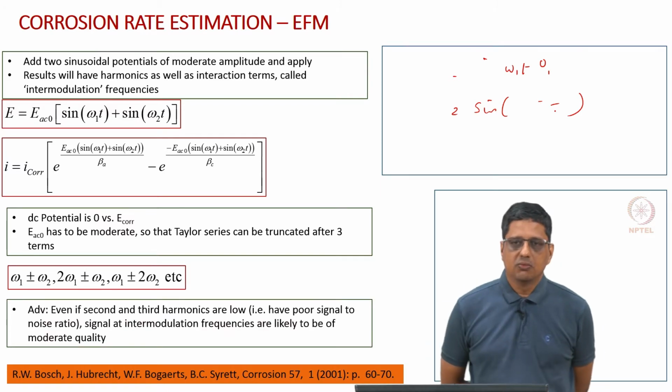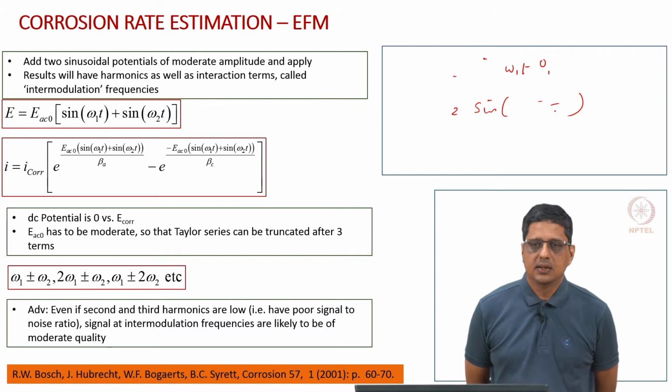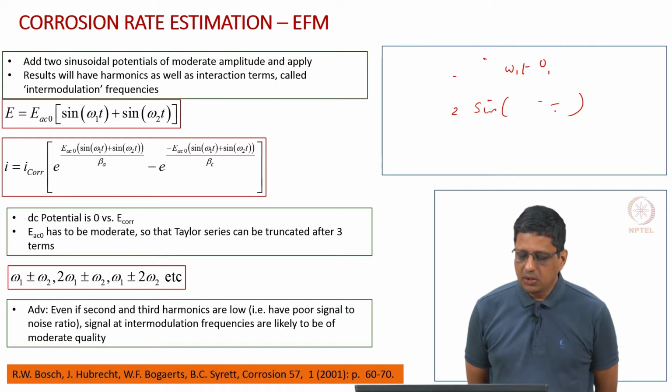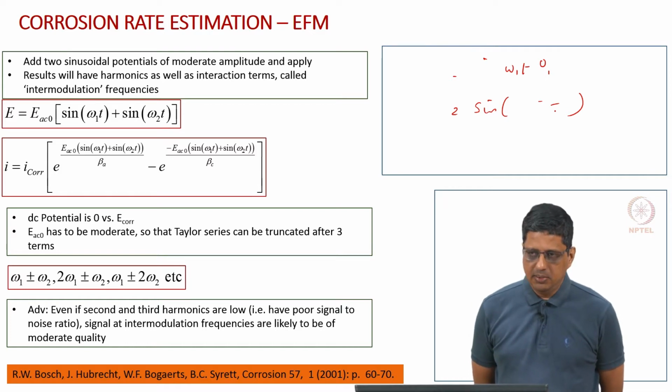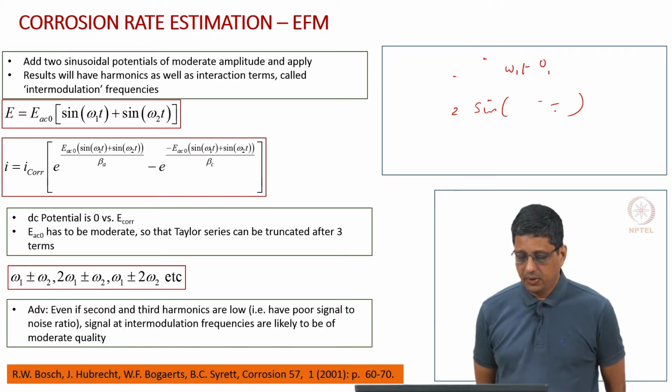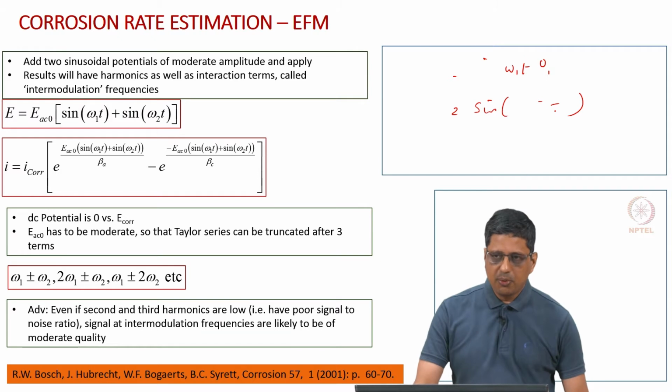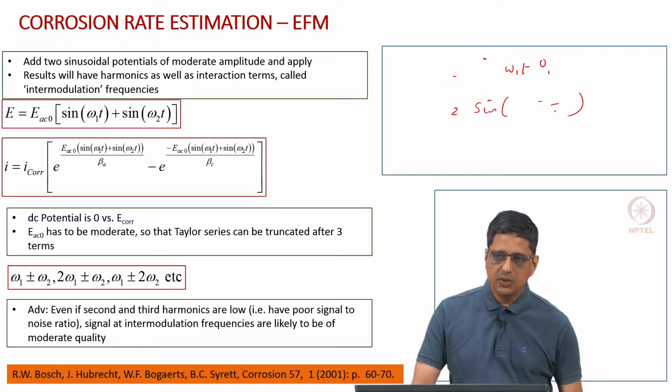Now, the advantage over the harmonic analysis is this: even if higher harmonics are small, at least it is possible to get reasonable magnitude for the intermodulation frequencies. They are likely to be of moderate quality, moderate signal to noise ratio. So, hopefully, we will get accurate estimates of ICOR, beta A and beta C.